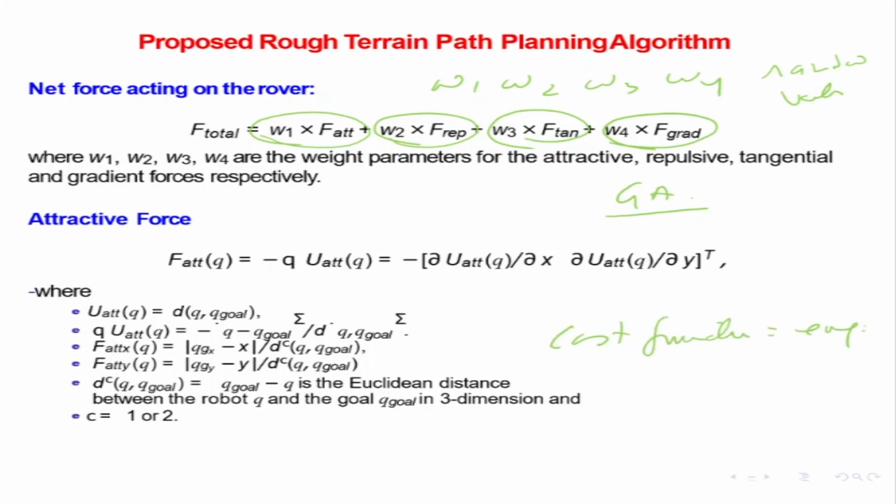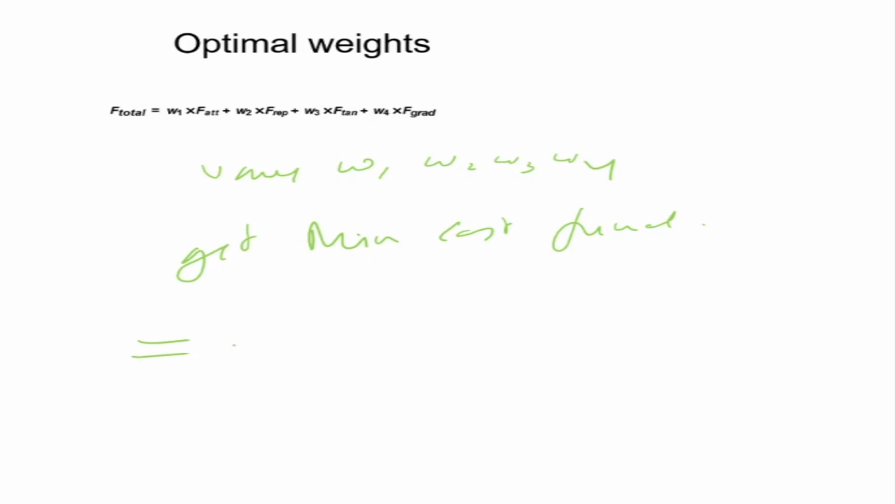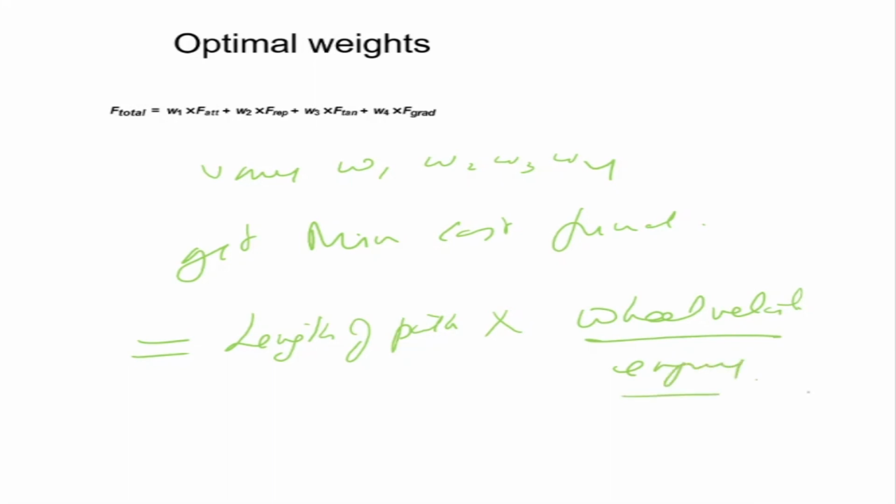The cost function can be energy. Okay, it can be wheel velocities, omega squared, where omega is wheel velocities. So we can evaluate this or we can evaluate this and say which one gives us the least value. Okay, so optimal weights means vary W1, W2, W3, W4 and get minimum cost function. So the cost function we had that can be used is length of path into the wheel velocities. But this can be energy also. Energy, total energy of the motors, taken by motors.